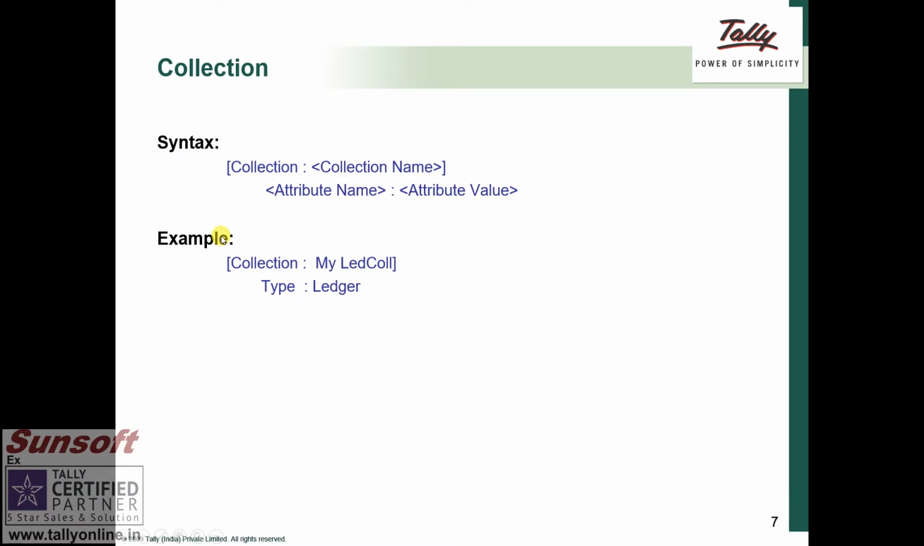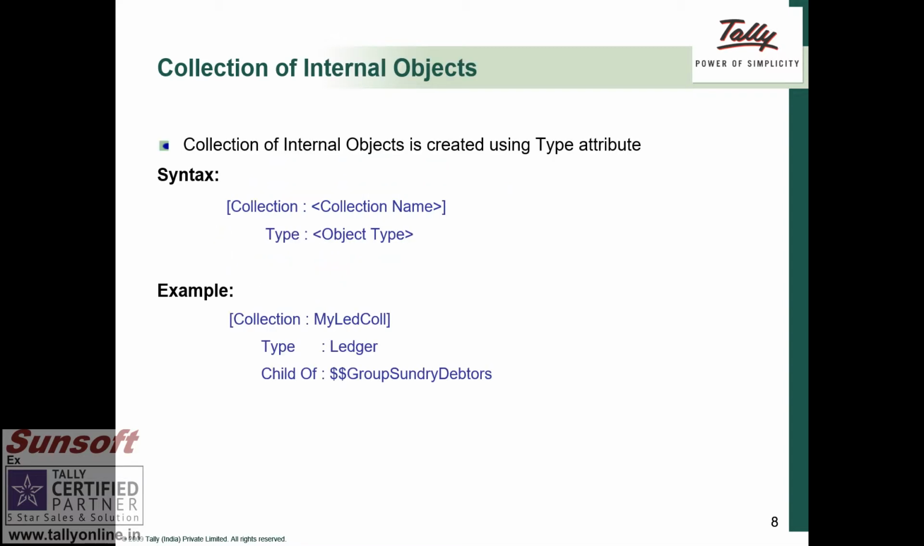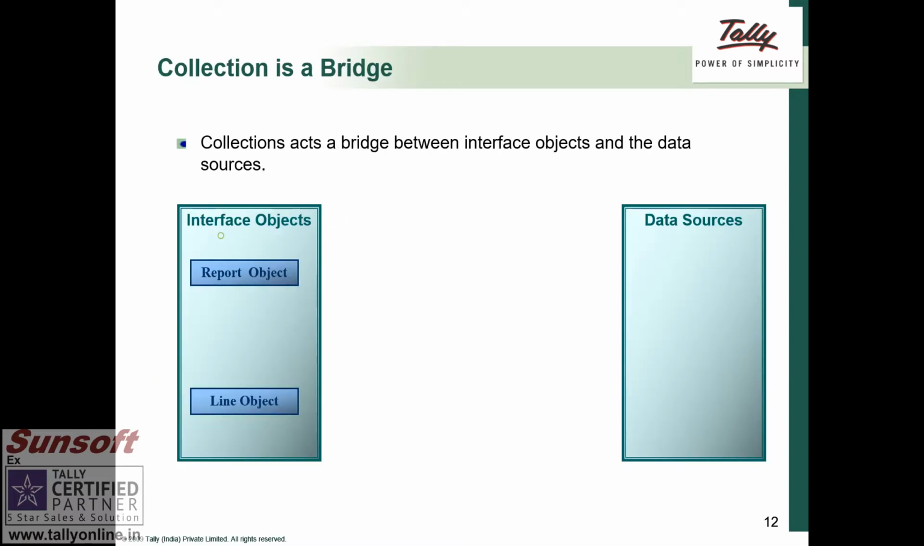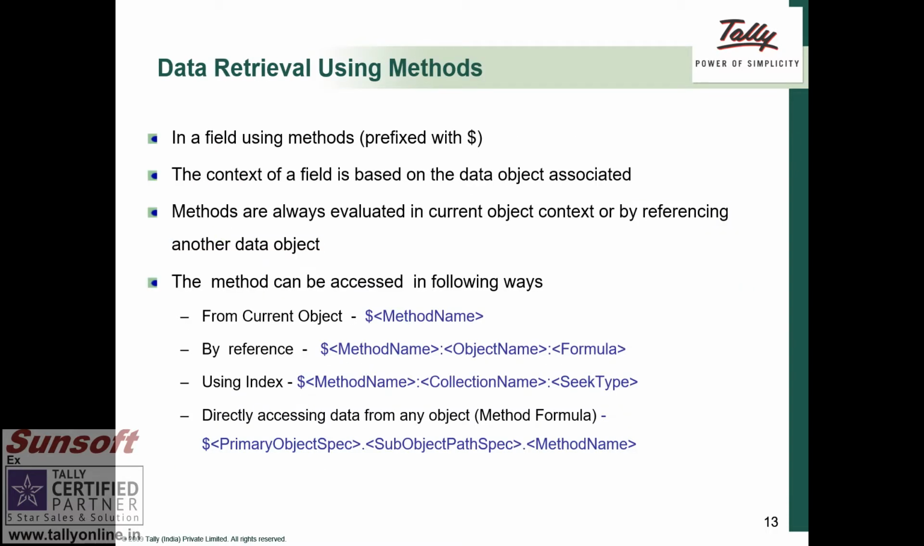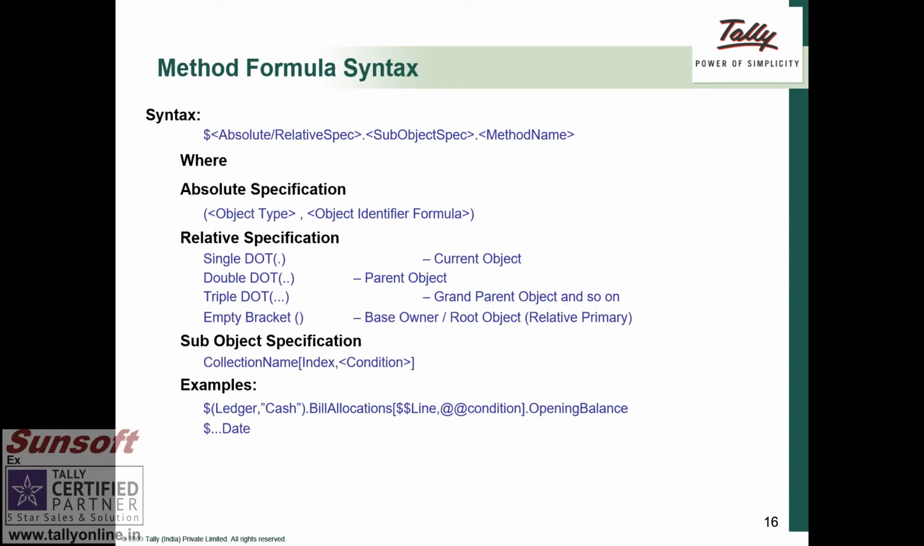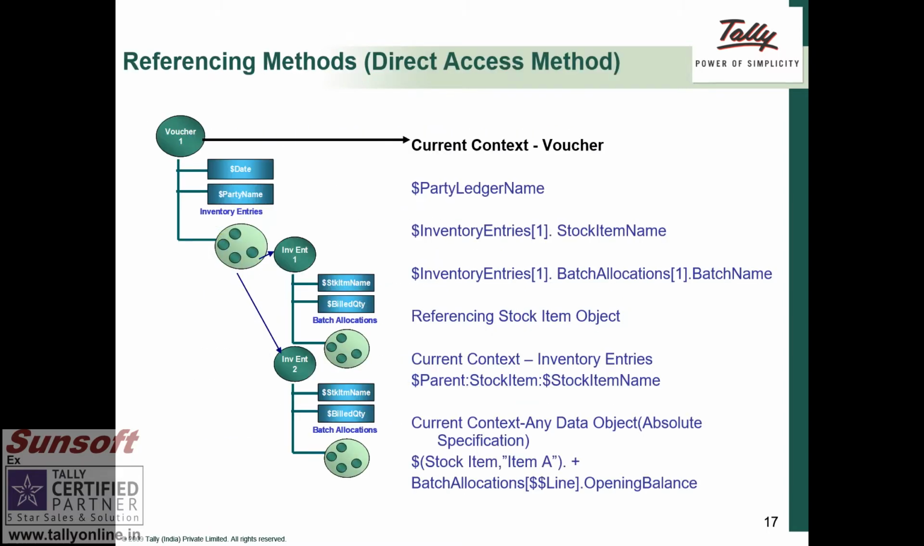In the last session we saw option and how we can use the option, how we can use two collections in one report. Now let us see some advanced level of collections. To move to the advanced level, I'll move to a hierarchy of a voucher object.